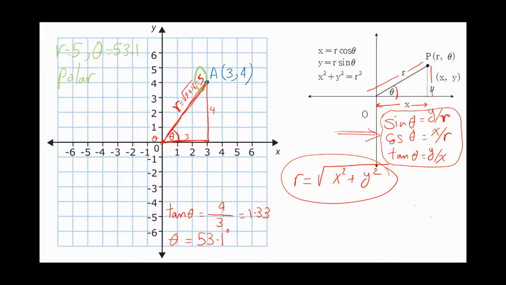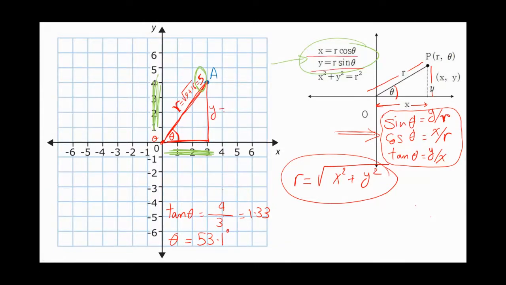Like if you know x and y, you can get r and theta, like what we did. Let's make the reverse process. What if I don't know the x and y, but I know the r and theta? Like, let's say I don't know x and y, but I know that r is 5 and theta is 53.1. How should I get x and y? We use those two rules: x equals r cosine theta and y equals r sine theta.